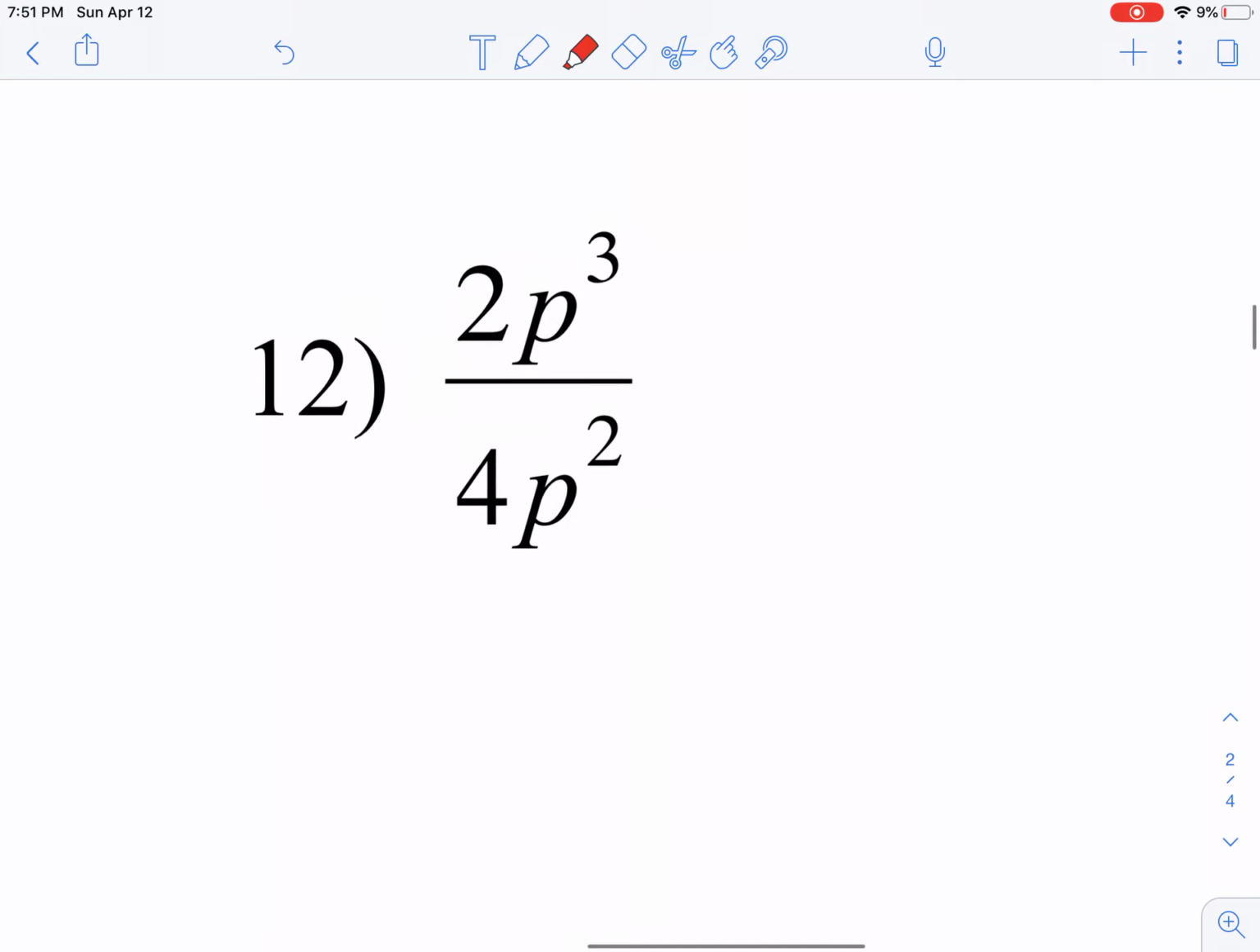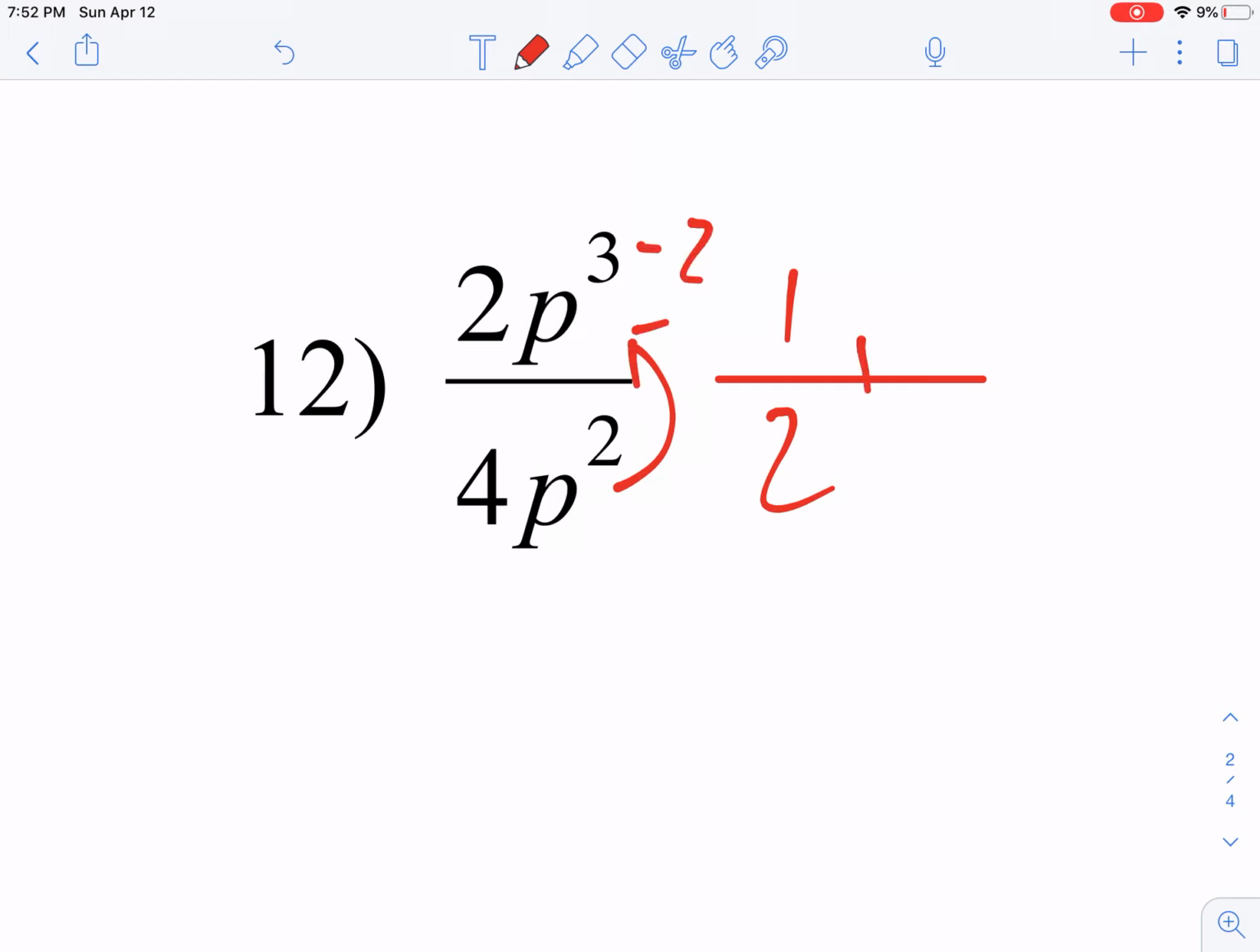Number 12, this time 2/4 reduces to 1/2. We're going to move the p to the top because 2 is smaller than 3. We keep the p, and then 3 minus 2 is 1. Now, you'll probably see this written as p over 2 because you don't have to write the number 1 in front of a variable, and you never have to write the number 1 as an exponent. We assume that they are both automatically 1s. So you'll probably see this as the answer of p over 2.